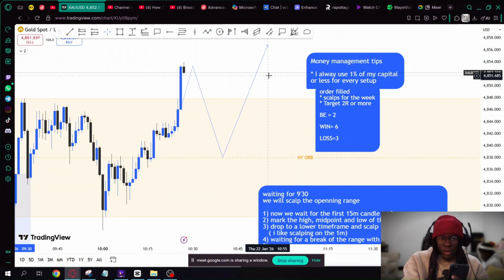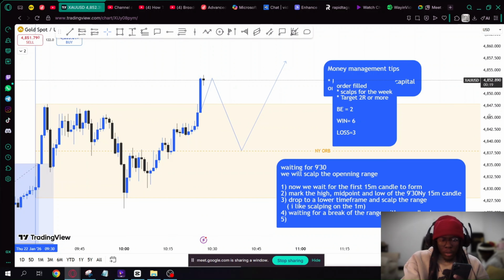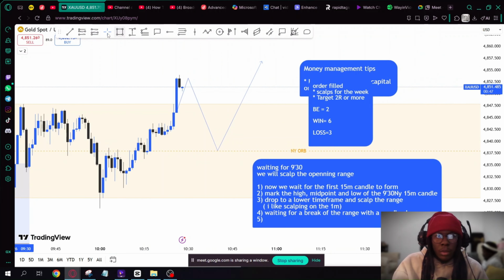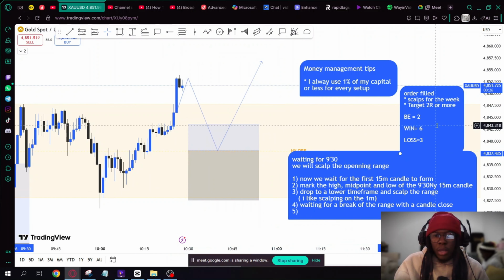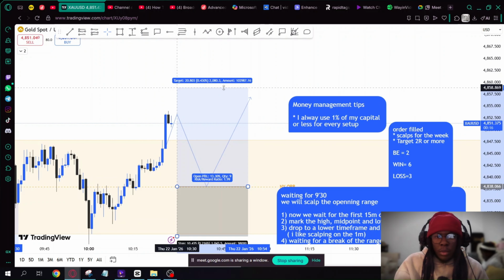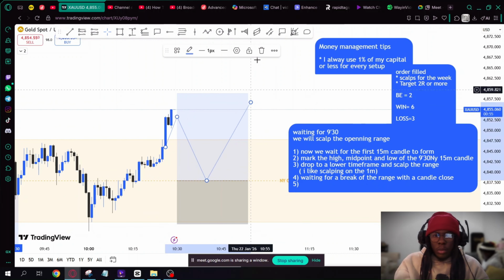Like right here, as you can see, during our session, the market tested the bottom of the range and rejected, and we had a candle close to the top side of the range. So what we are going to do is just set our buy limit at the midpoint. Our stop loss will be at the bottom of the range, and we will target 2R.